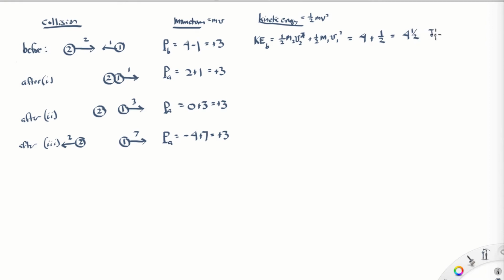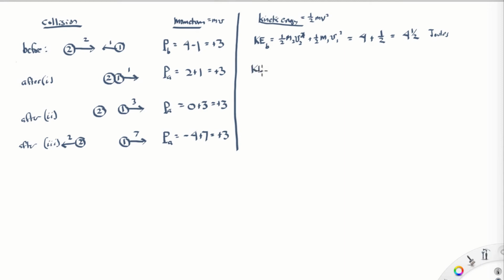The units of this, by the way, are joules. Mass is in kilograms, velocity is meters per second, so 1 joule is 1 kilogram meter squared per second squared. Okay, now what's going on in each of these collisions? What's happening to the kinetic energy? We already know that the momentum in every one of these outcomes is conserved. What about the kinetic energy?